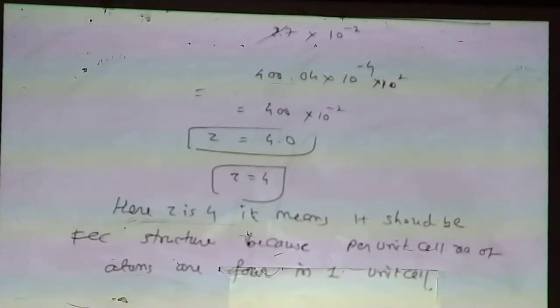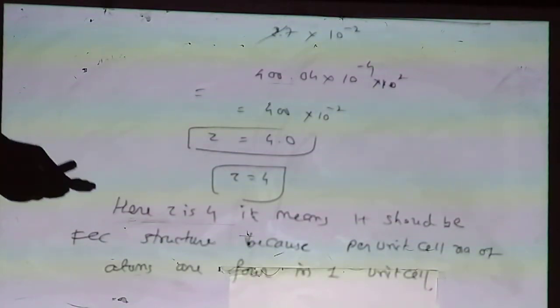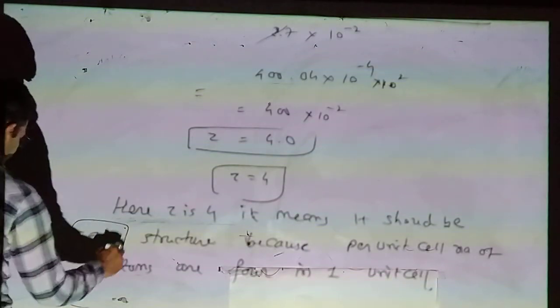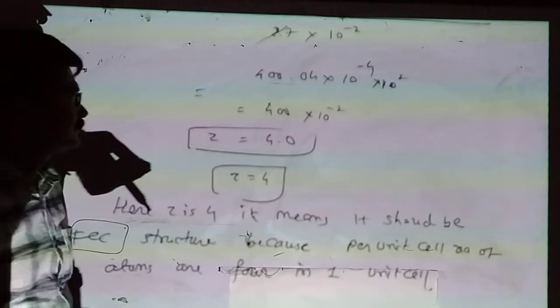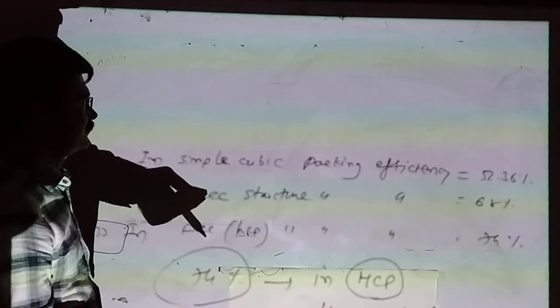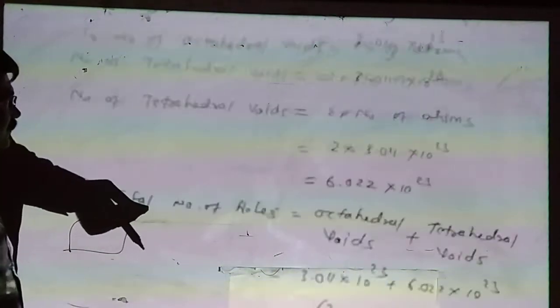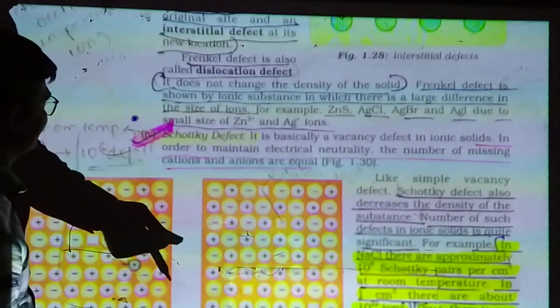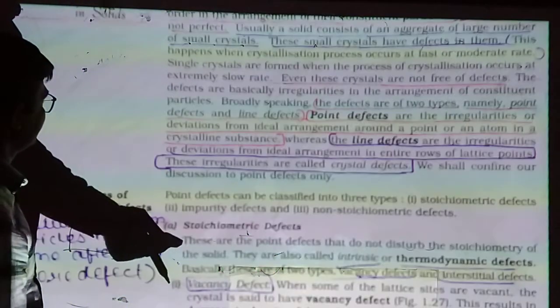It means the number of atoms per unit cell is 4. So that structure should be FCC, face centered cubic cell. Here the question is over. The point about density is over. Now we come to the next point.